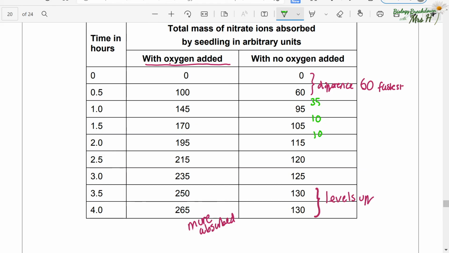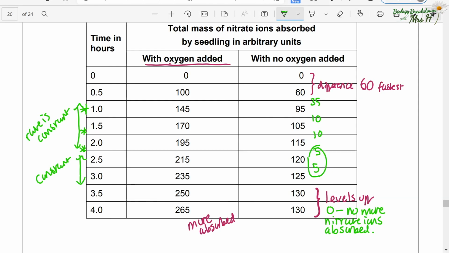And then between 2 and 2.5 hours, we've got a change in 5. And 2.5 and 3, it's a change in 5. So that's a constant rate as well. And where we have that levelling off, so from 3.5 hours, there's actually no more nitrate ions being absorbed. And you can see that there is this gradual decrease in the absorption of nitrate ions.